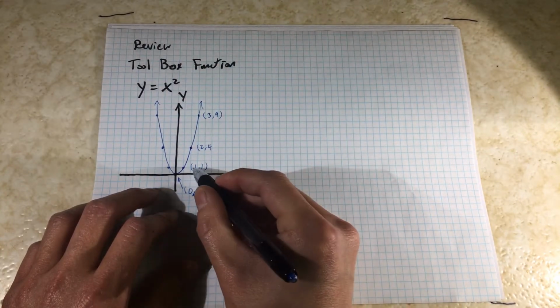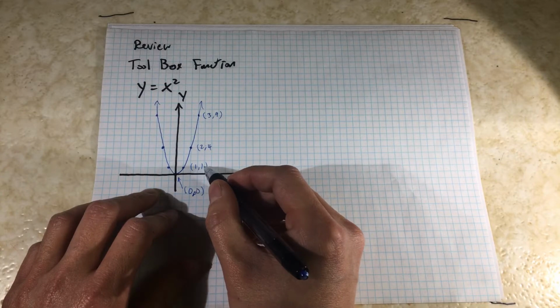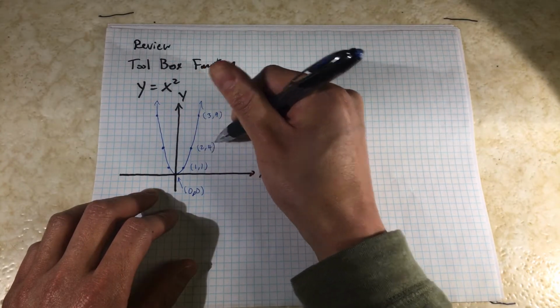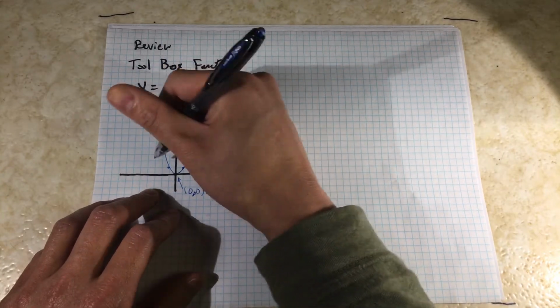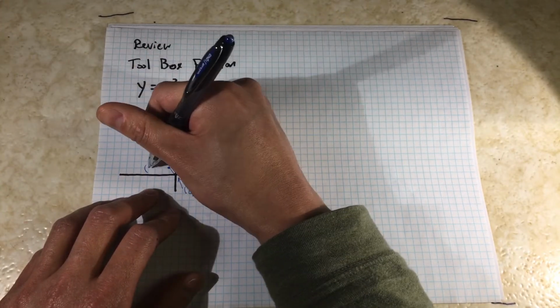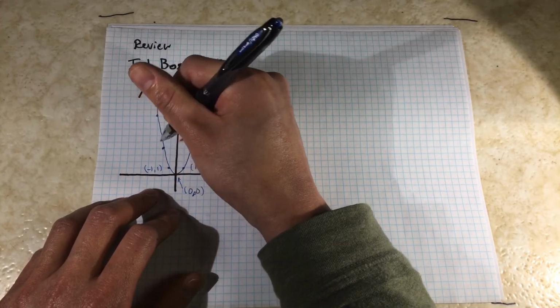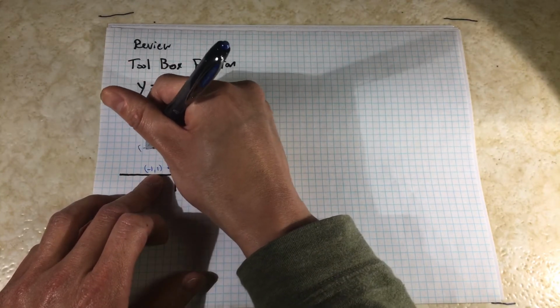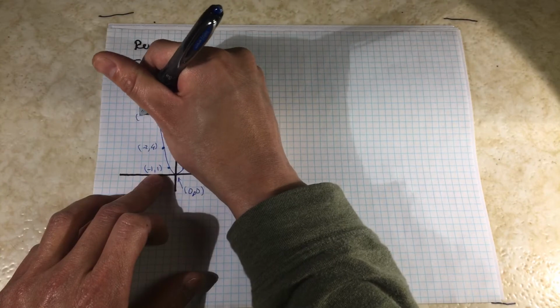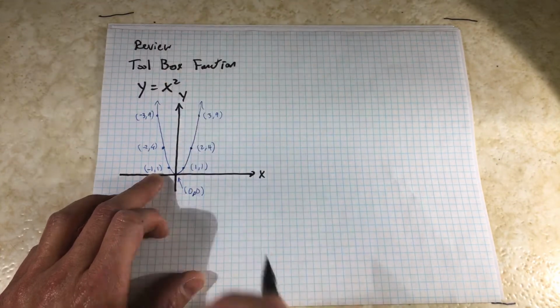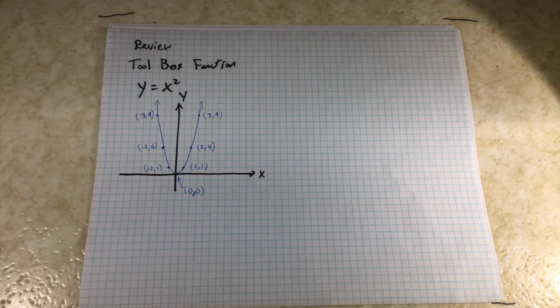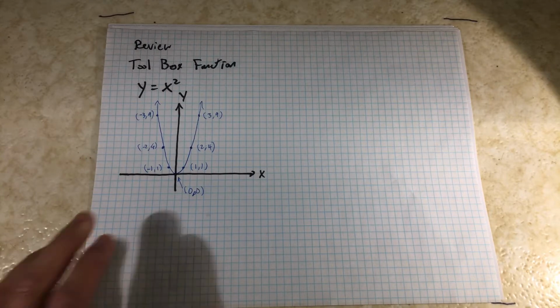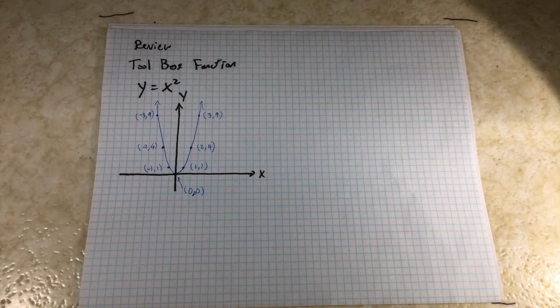But basically the idea is the x value gets squared to give you your y value. So 1 squared is 1, 2 squared is 4, 3 squared is 9. And then over here also, negative 1, 1. And actually it's the same pattern. Negative 1 squared is positive 1. Negative 2 squared is positive 4. Negative 3 squared is positive 9. So that's our toolkit function, and those are the points that we have.